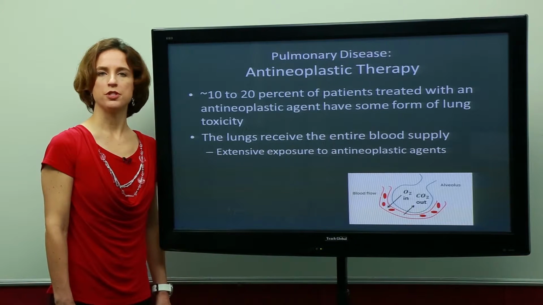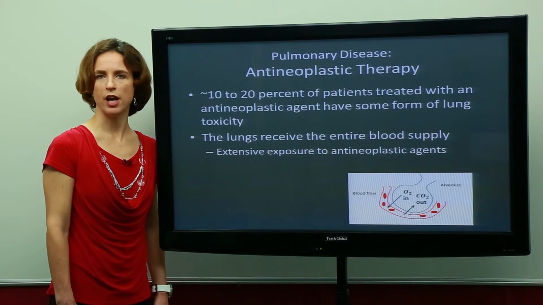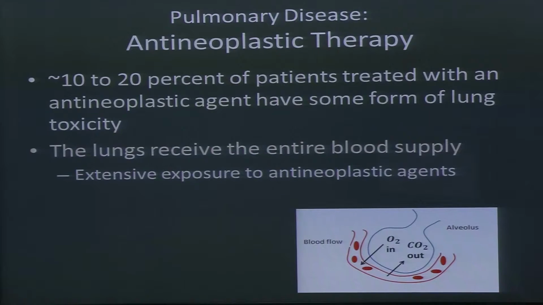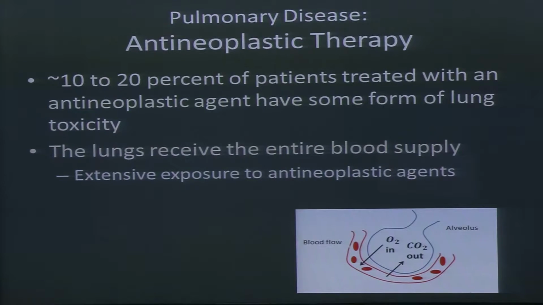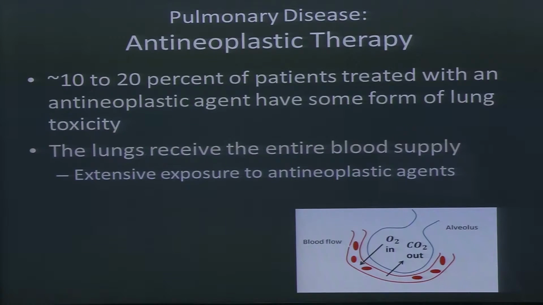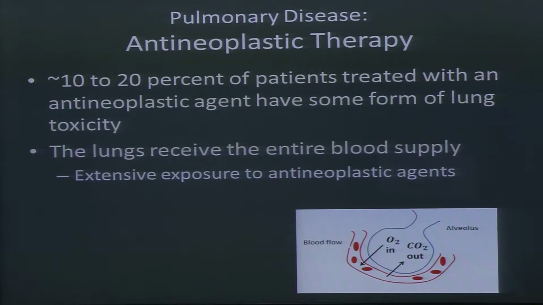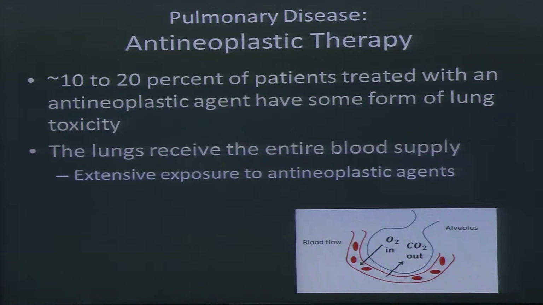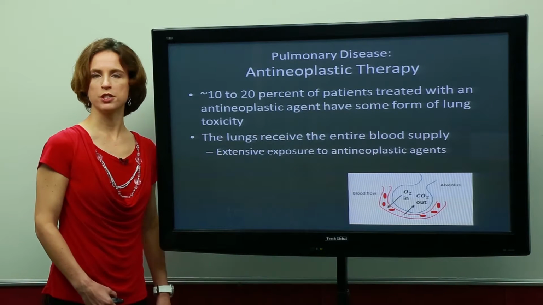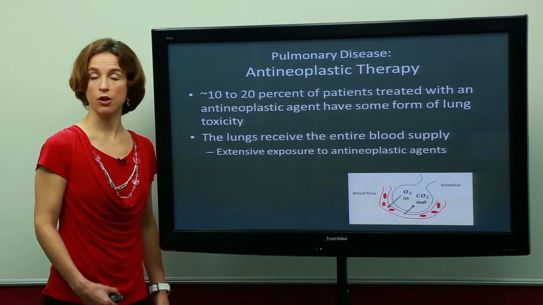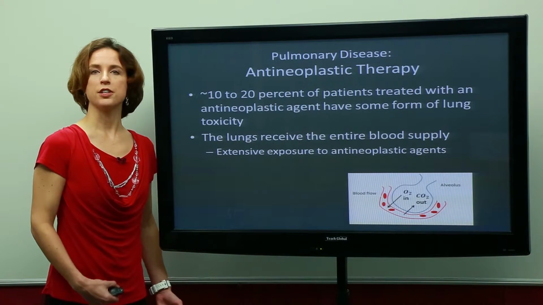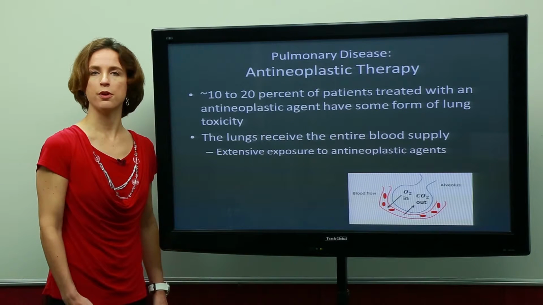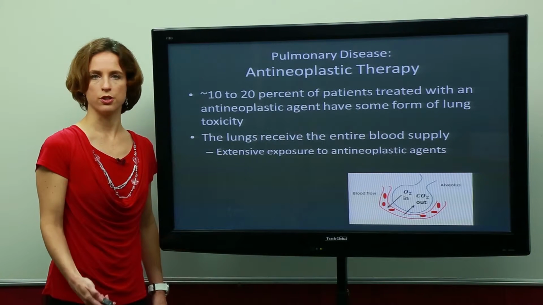This is thought to be due to several reasons, but primarily because the lungs receive the entire blood supply because they're the source of oxygen, which perfuses all the body's tissues that is necessary. And that leads to extensive exposure to antineoplastic agents. You can see here in the diagram that as the blood goes by the alveolus, oxygen goes in and carbon dioxide goes out. If the drug is traveling through the blood supply along with those blood cells, it's increasingly exposed to the lung, predisposing the lung tissue to the drug-induced lung disease.